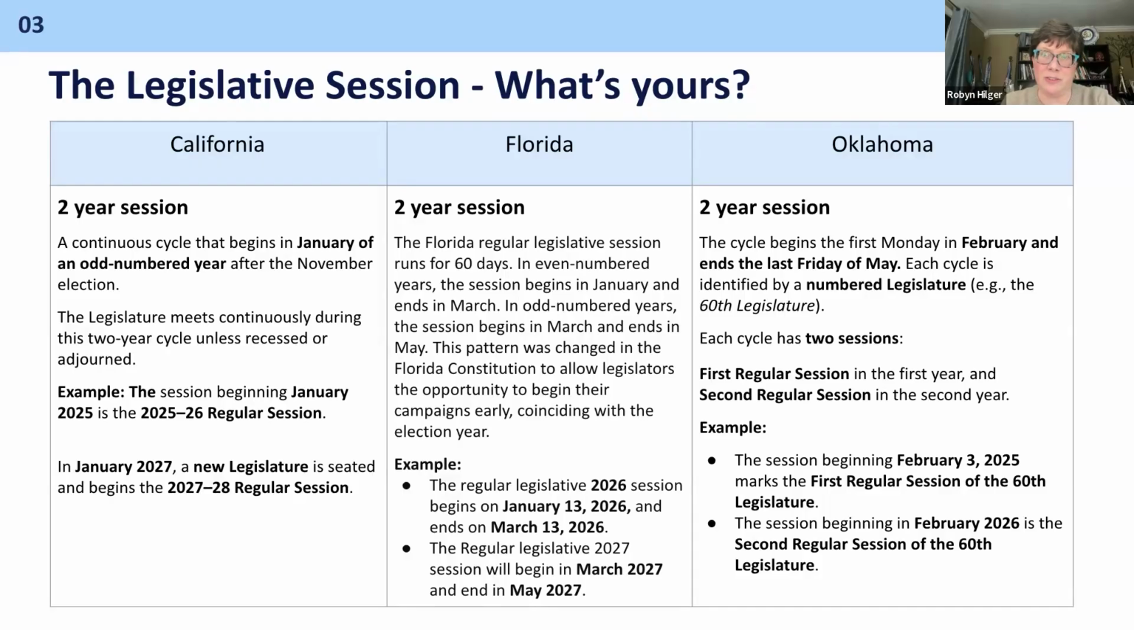In Oklahoma, the session has started. They have already started assigning bills even on that first day. Notice in Florida and in California, you're looking at like January cycles. Things happen in March. People take big breaks. And so getting your calendar put together is really, really important.